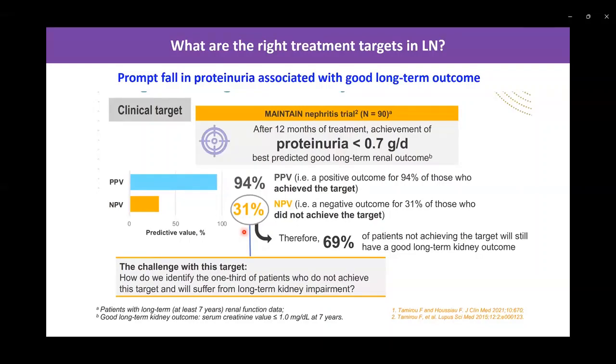And so the challenge with this target is, how do we identify these 1/3 of patients who do not achieve this target and will suffer from long-term renal impairment? And also the challenge is, how do we identify this group of patients early enough so that a change or modification in their therapies can be done?